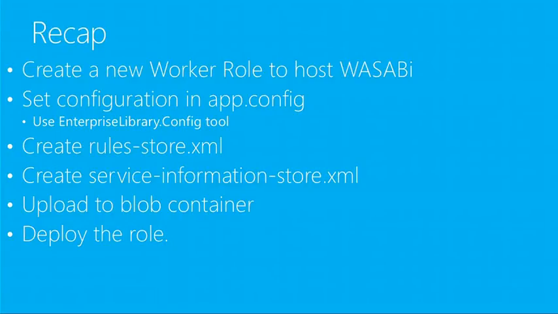So this is kind of a recap. We can create a new worker role to host Wasabi, which is probably the most common way. We'll use the Enterprise Library configuration tool to add all the necessary base configuration in our app config. Then we'll add all of our rules and our service information to 2 XML files, put those into a Windows Azure blob container, and then deploy this entire role. So pretty easy to get set up. You'll probably spend most of your time working with your rules and service information configuration files.